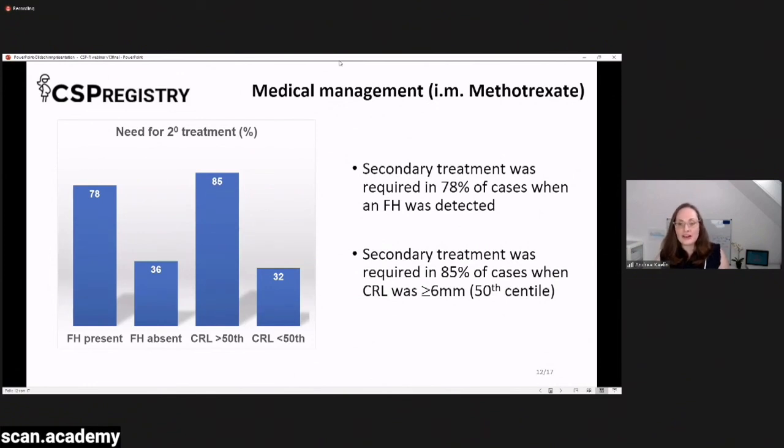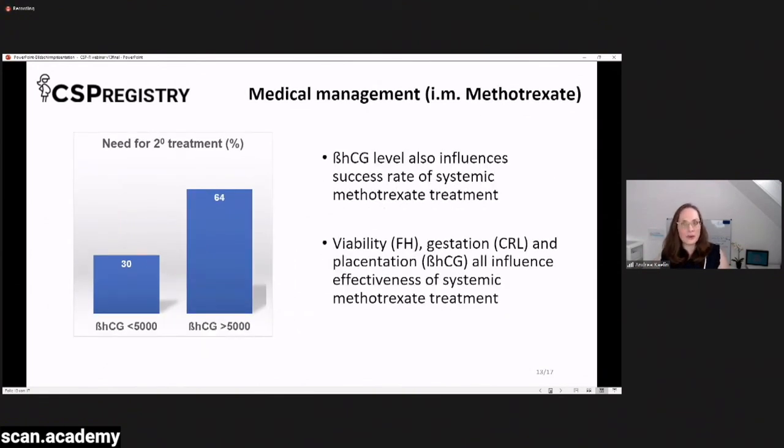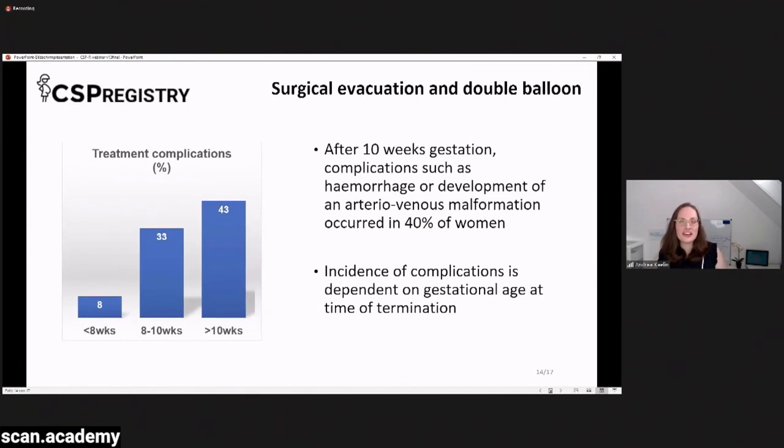This was also the case if the CRL measured more than 6 millimeters, which was our 50th centile, and 6 millimeters is 6 weeks and 6 days pregnant. So if the CRL measured more than 6 millimeters, 85% of women needed a secondary treatment. And we looked at beta hCG levels and their influence on the success rate of systemic methotrexate, and we used an arbitrary cutoff of 5,000. If it was above, then also 2/3 of women needed an additional second-line treatment because they were not sufficiently treated with methotrexate alone. So as this data shows, whether there is a heartbeat, what the gestation is, and what the hCG levels are, all of these seem to influence the effectiveness of systemic methotrexate. For the next 2 slides, I'm going to speak about suction evacuation and double balloon.